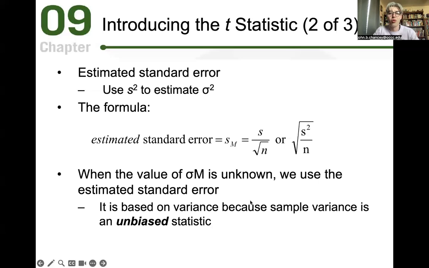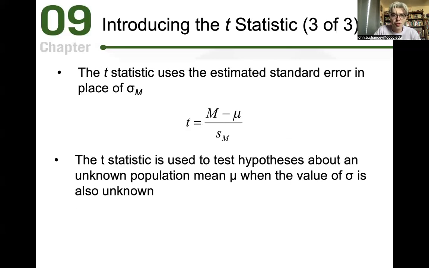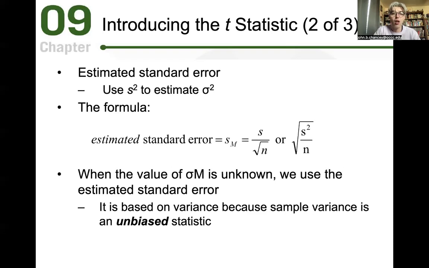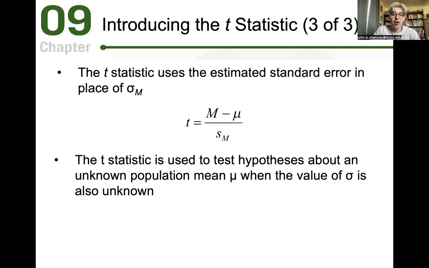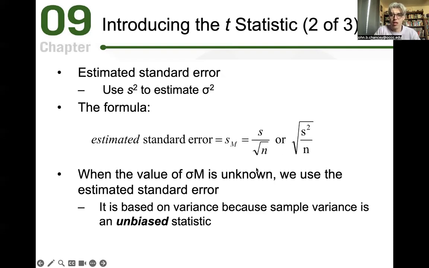So when the value of that standard error is unknown, we use the estimated standard error. We use this instead, and it is the variance. It's an unbiased statistic. We've talked about biased versus unbiased statistics in previous chapters. So the formula for our t-test is this here. Same numerator as our z of x bar test, but now instead of our standard error of the mean, we're going to be looking at the estimated standard error, which is just this equation here.